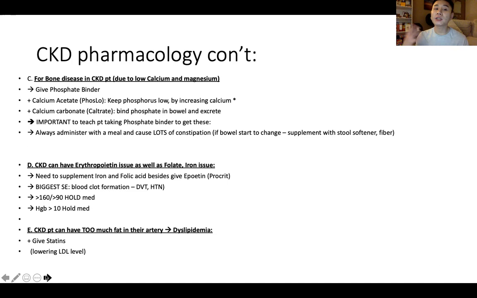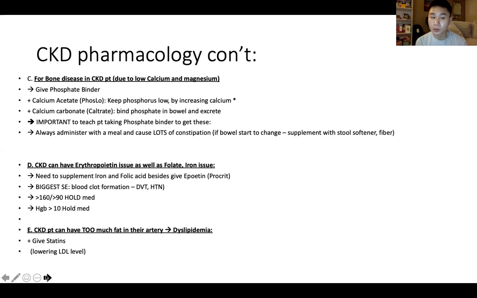It is important to teach the patient when they take phosphate binder, the patient can have a lot of constipation. So it's really important to teach them about the bowel starting to change. So we will supplement with stool softener and fibers and always administer it with a meal. So that's what we need to teach the patient who takes phosphate binders.